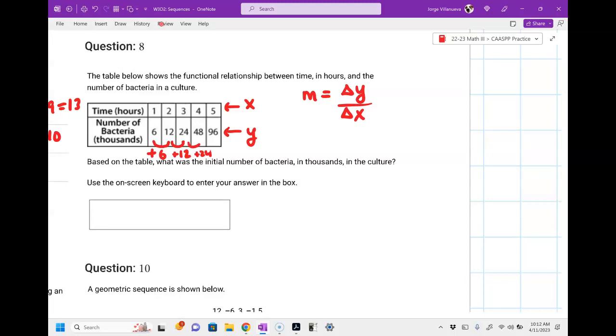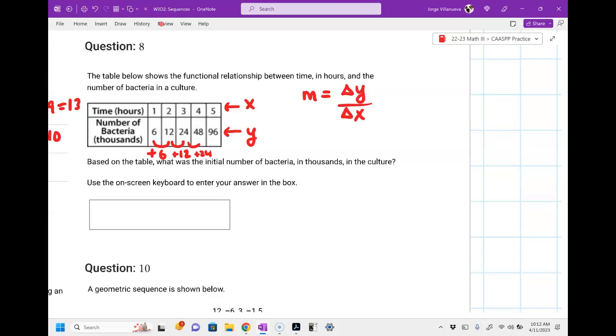They're saying the table below shows the relationship between time in hours and the number of bacteria in the culture. Based on the table, what was the initial number of bacteria? In other words, how much was there at the very beginning? Well, that's starting at 1 hour past. How much was there at the very beginning at the 0 hour?